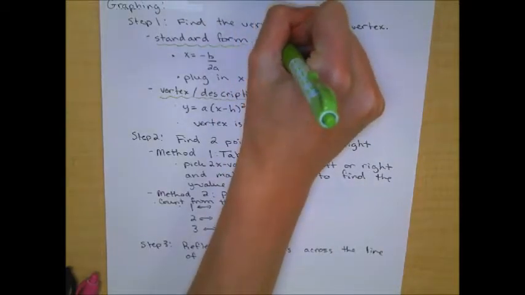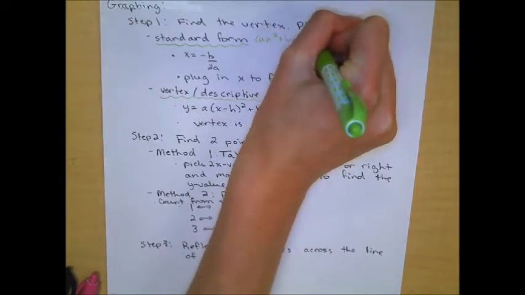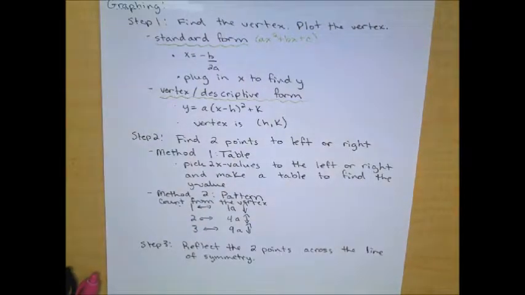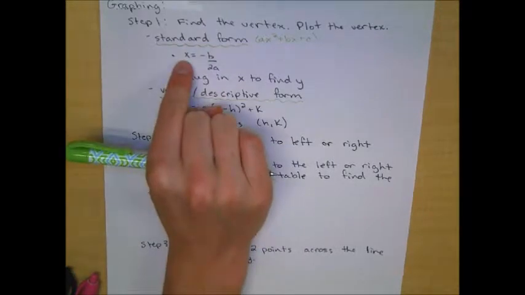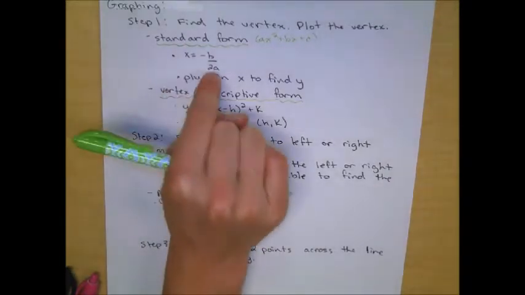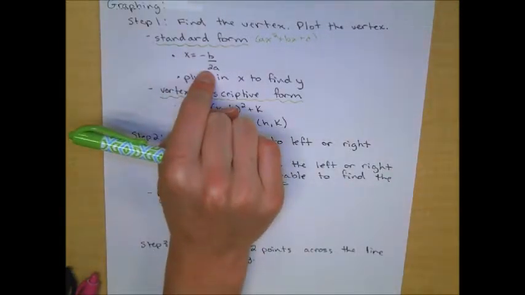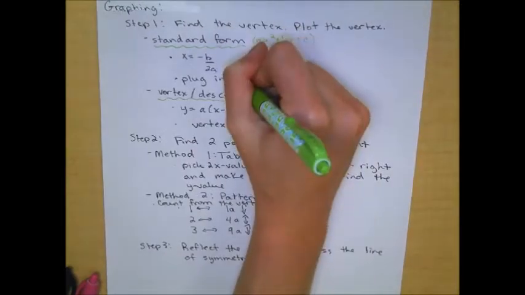When we're in standard form, to find the x, we do negative b over 2a, and then we plug it in here and here to find y.